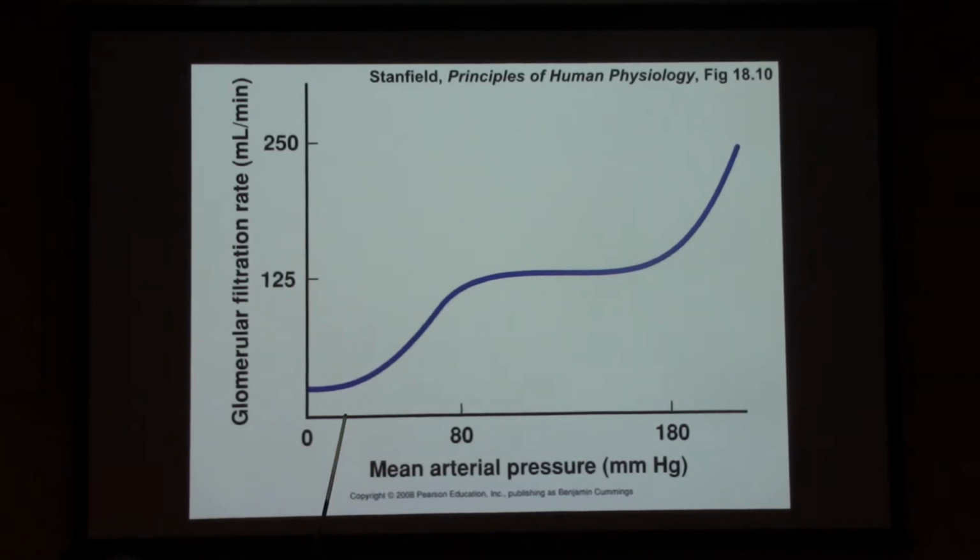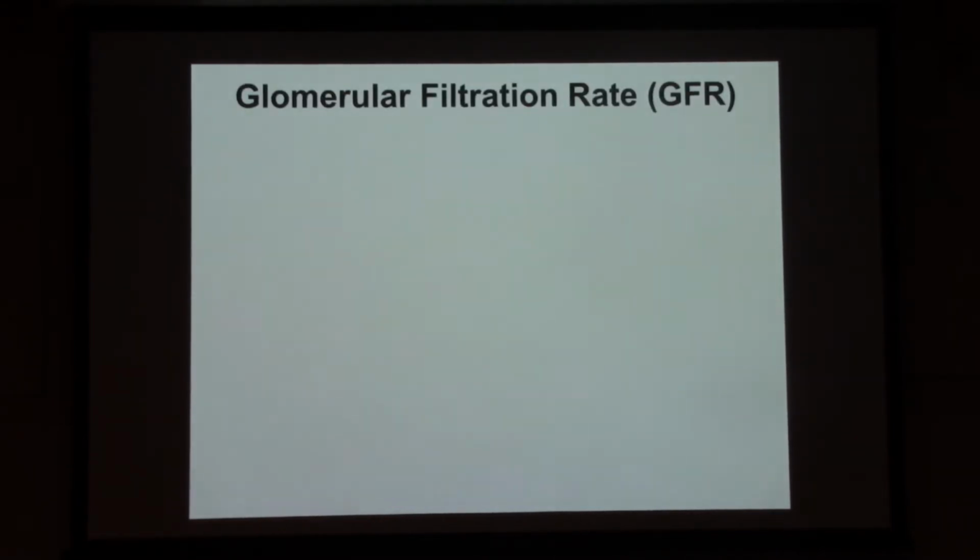If your blood pressure drops really low, glomerular filtration rate drops off a lot. The last thing you want to do with really low blood pressure is filter more of your blood out. If your blood pressure shoots up really high, then your GFR is going to start going up. Right? And you're going to start producing a lot more urine, getting rid of a lot more fluid. All right, let's see what goes into this.